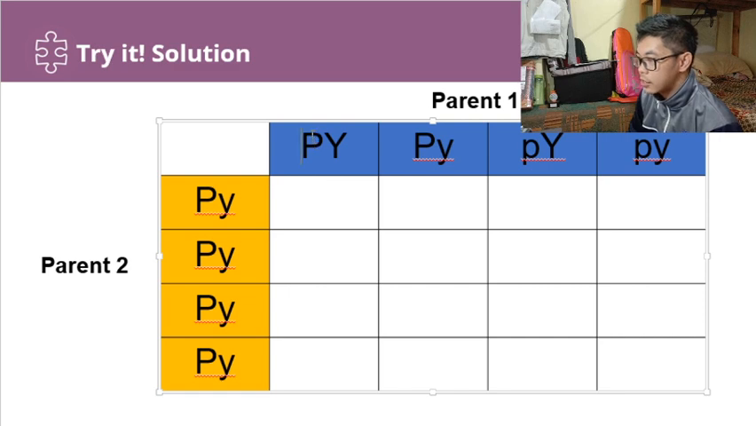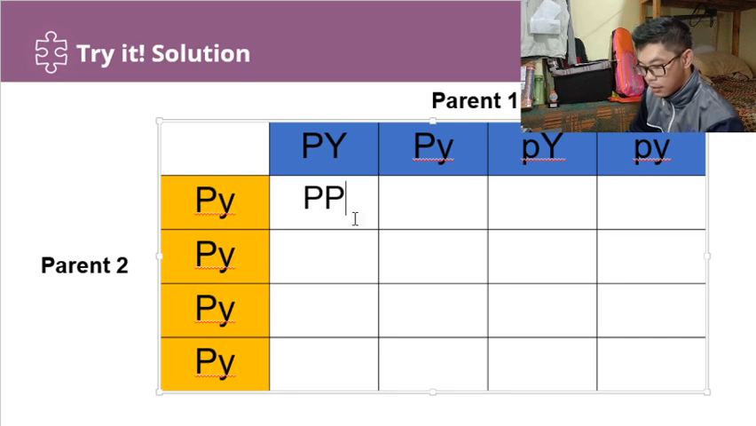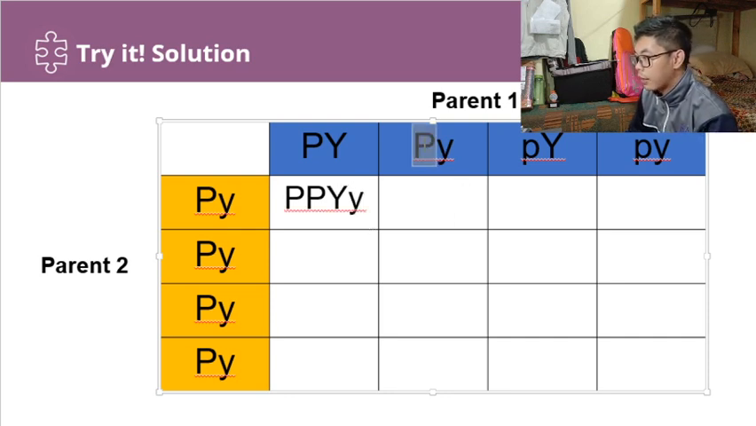Cross natin. So, we have here capital P and capital P here. So, we have your capital P, capital P. Then, the next letter would be your capital Y and small y. Andito. So, you have now Y and small y. Ganun lang. I hope that you get the point. You have a capital P and capital P here. So, capital P and P. Tapos, small y and small y here. So, small y and small y.